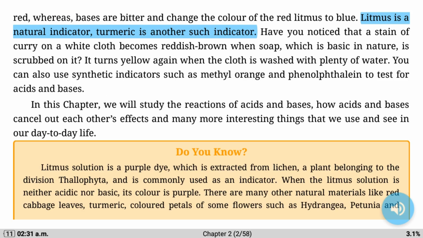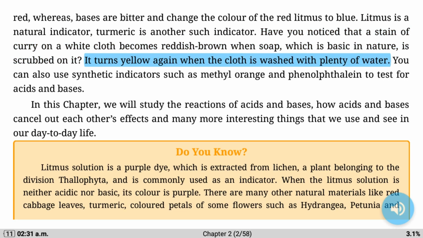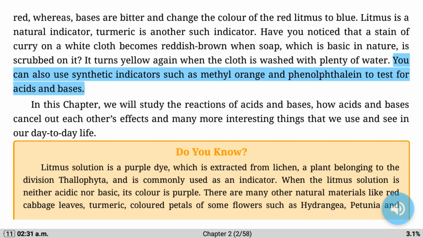Litmus is a natural indicator, turmeric is another such indicator. Have you noticed that a stain of curry on a white cloth becomes reddish brown when soap, which is basic in nature, is scrubbed on it? It turns yellow again when the cloth is washed with plenty of water. You can also use synthetic indicators, such as methyl orange and phenolphthalein to test for acids and bases.